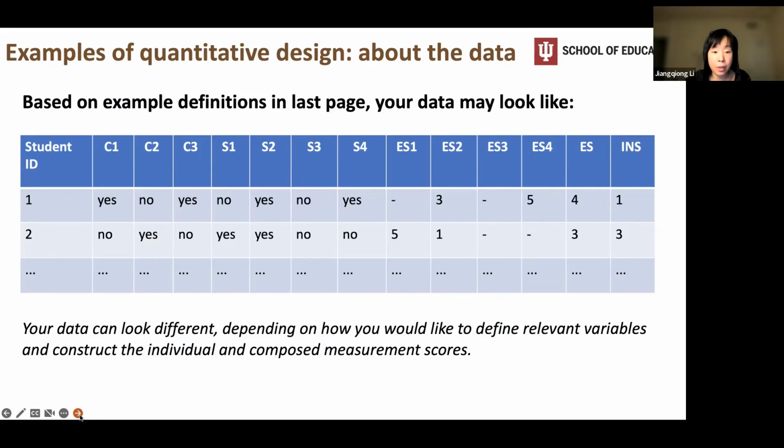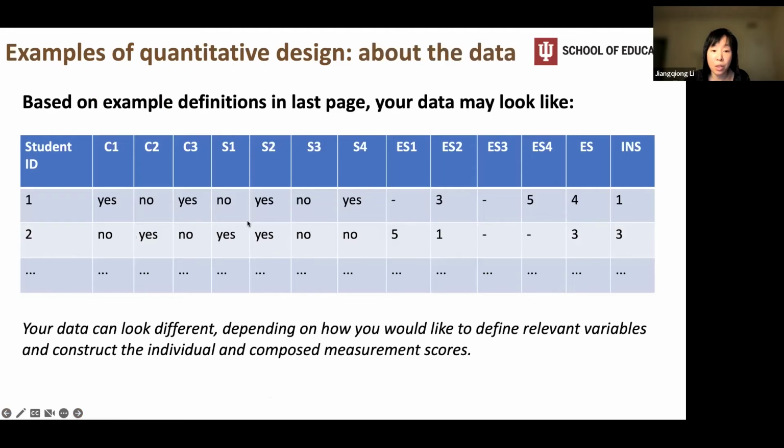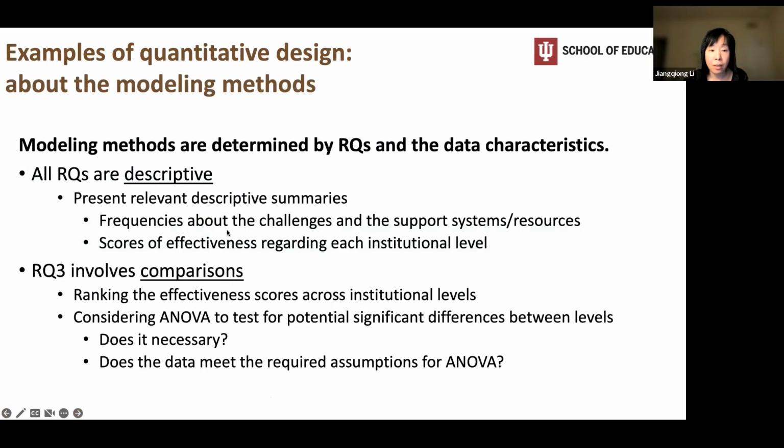Okay, so you have your data, and you know your data well, because in your data, you will know what the measures of each of the variables are, and how many variables are involved. And then with the data and your research question, you're going to decide which stats methods we can use. So for example, all the questions, if you still remember, are descriptive. Why? Because all the questions start with a what.